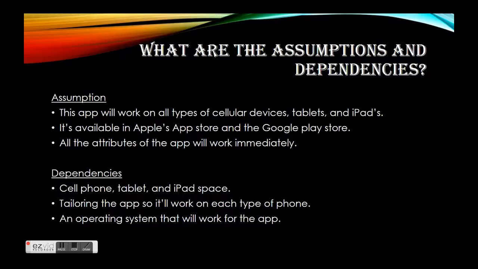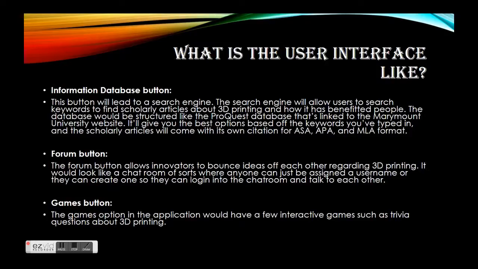What are the assumptions and dependencies of this? The assumption is that this application will work on all phones, tablets, and iPads. It's available in the App Store and Google Store, and the attributes will work immediately. The application is dependent on cell phone, tablet, and iPad space. It's tailoring the app so it'll work on each type of phone and operating system that will work on the application.